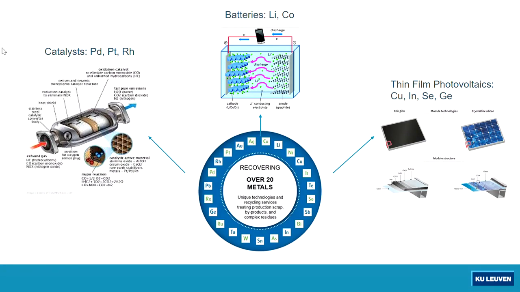Some examples of applications are, for example, in catalysis, in the exhaust pipe of any car. You need metals such as platinum or palladium. In any battery, in your portable device, in your cell phone or in your laptop, most likely you will find also a lot of lithium and cobalt in the electrodes of the battery. And in thin film photovoltaics, we can find other metals such as copper, indium, selenium, and germanium, which are considered scarce or rare. And it is very important that we can recover them after use.